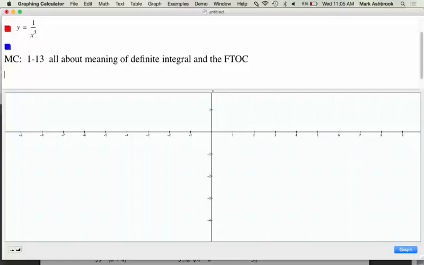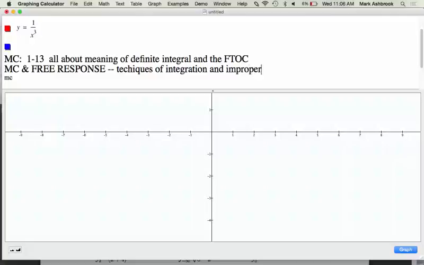And then there's 9 more or so multiple choice and free response: techniques of integration and improper integrals. And that's the exam.